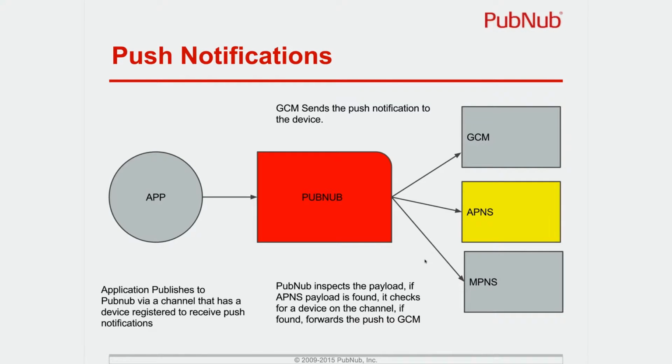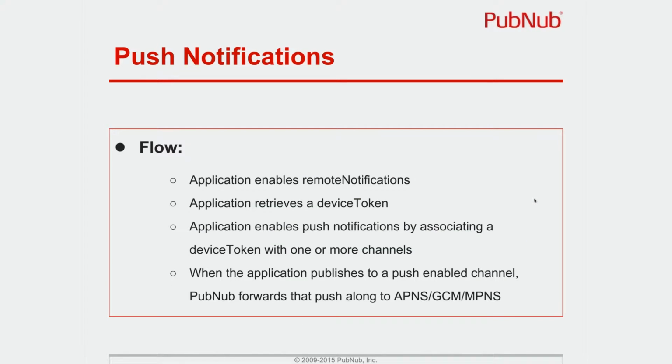Small diagram, block diagram, your app publishes messages to PubNub. If that message contains the proper payload and your account's configured properly, we then forward that message on to the proper service provider. Small flow.